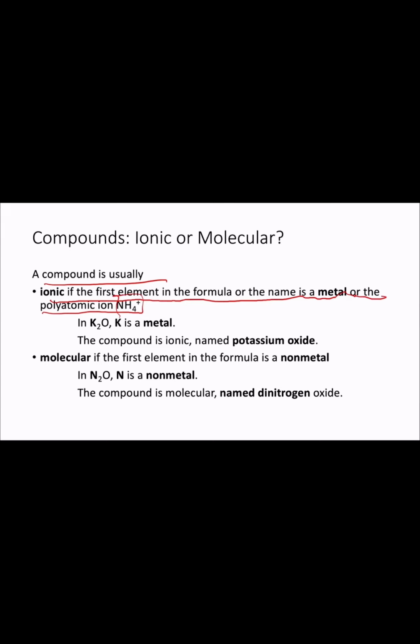Okay. Here we have what we call potassium oxide. It's a metal, so it's going to be ionic, so we name it potassium oxide. Molecular, if the first element in the formula is a nonmetal, so it's the nitrogen, dinitrogen oxide, so the compound is molecular and it is going to be named dinitrogen oxide. Okay, that's how we determine if it's ionic or molecular.